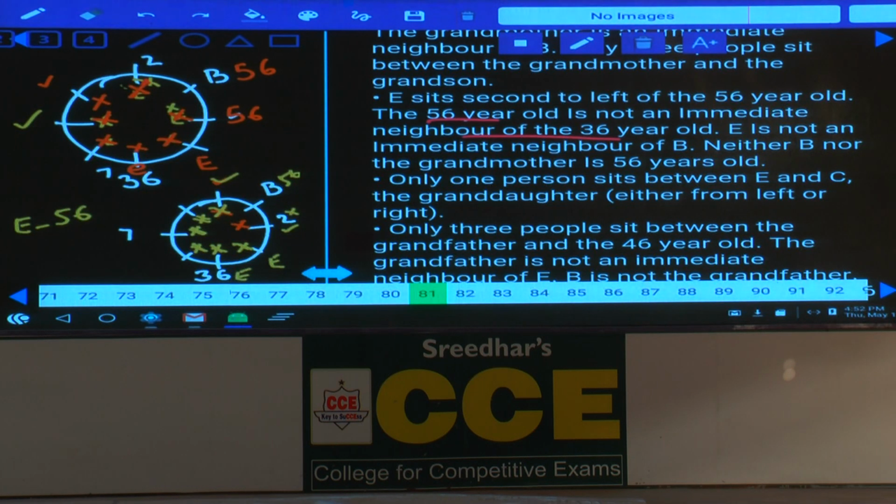E is not an immediate neighbor of B. Neither B nor the grandmother is 56. B is not 56 here, B is not 56 here also, and B is not 56 and grandmother is also not 56. Now in the second case, grandmother is also not 56. This case is also ruled out.